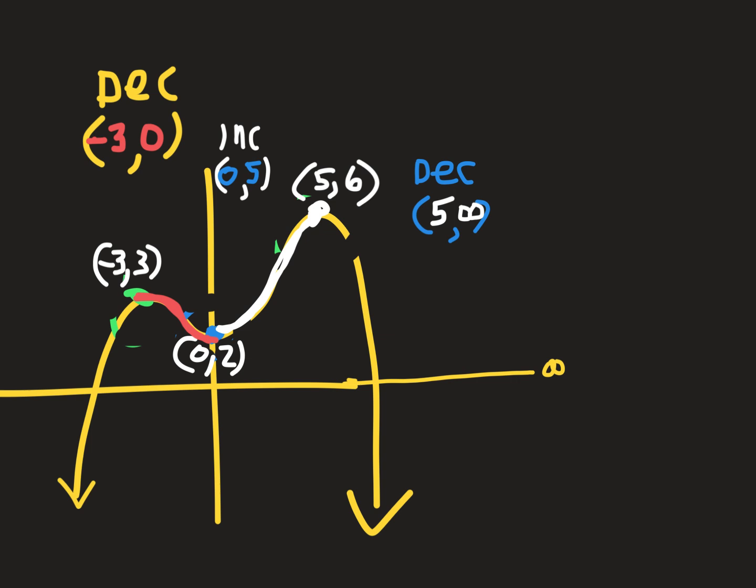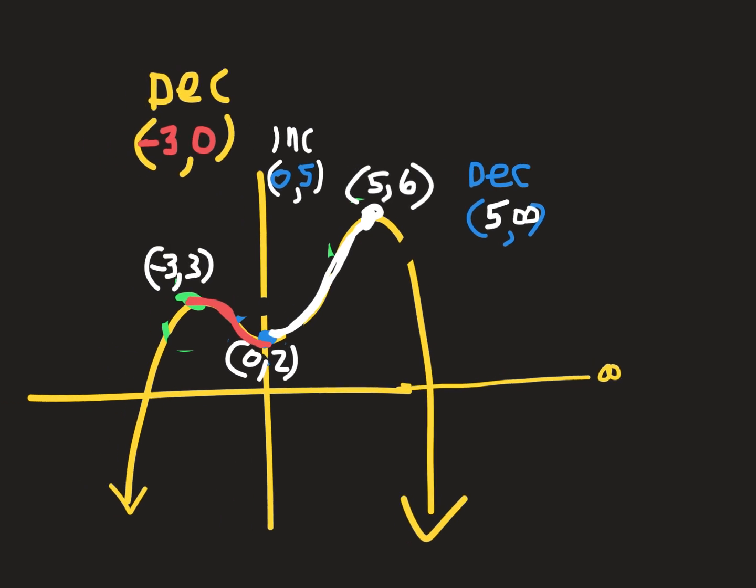All right? And I totally get why this zone right here, this green zone, confuses people because they think it's decreasing there. It is not. It is increasing there because you read from left to right. So would you please write that interval?